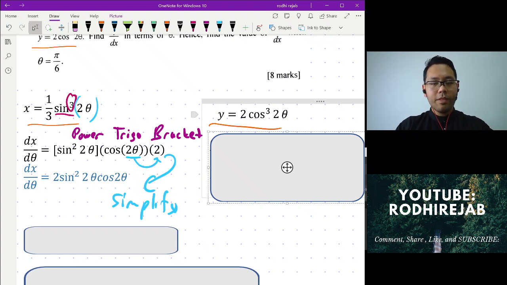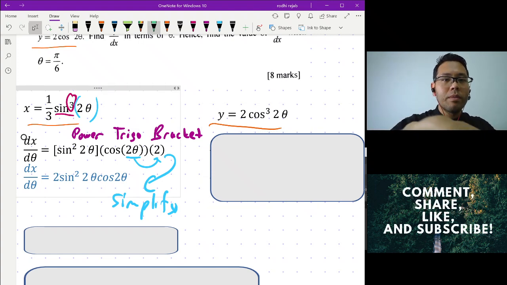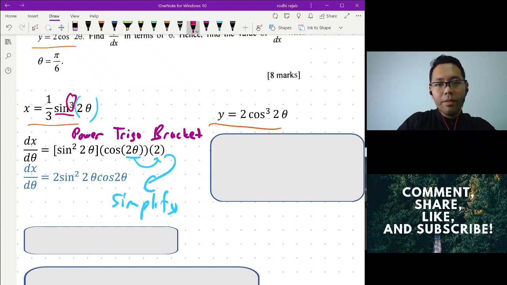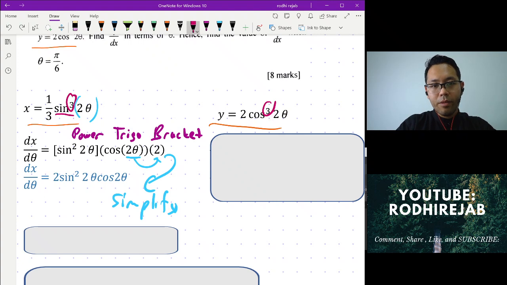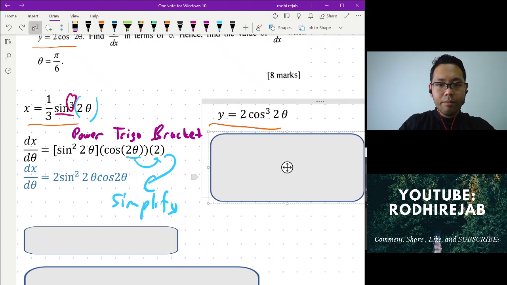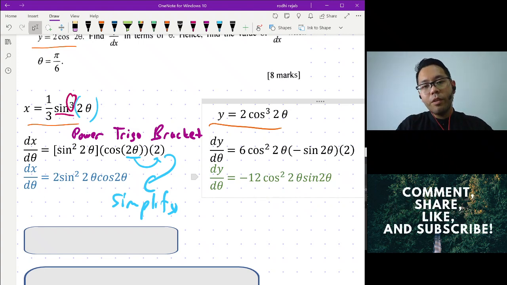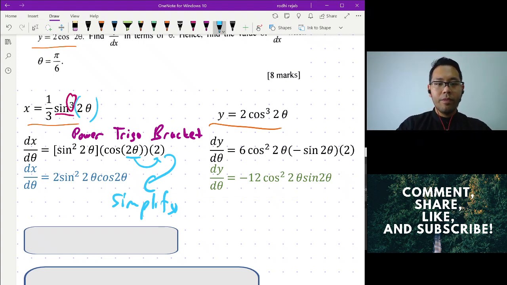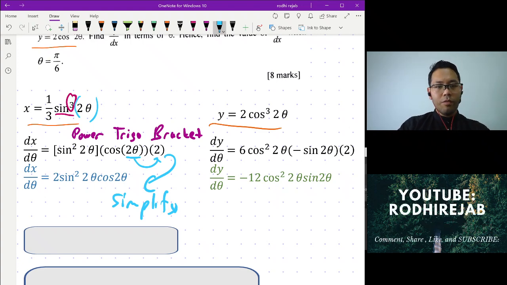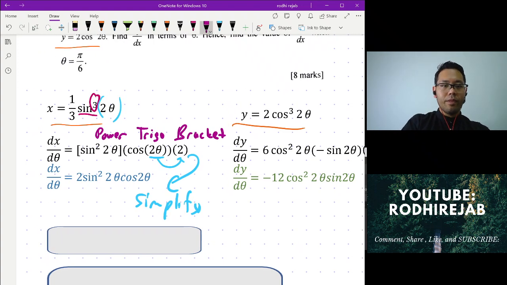The same concept, you want to differentiate, that is a PTB. Remember, firstly the power, then the Trigo, and finally the bracket. So power, Trigo, bracket, you get something like this. Differentiate the power of 3, it becomes 2, and the 3 goes in front. Differentiate cos, you get negative sine, and differentiate the 2 theta, you get 2. So now you have these two values.